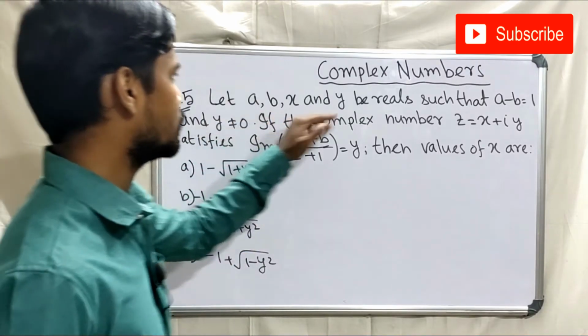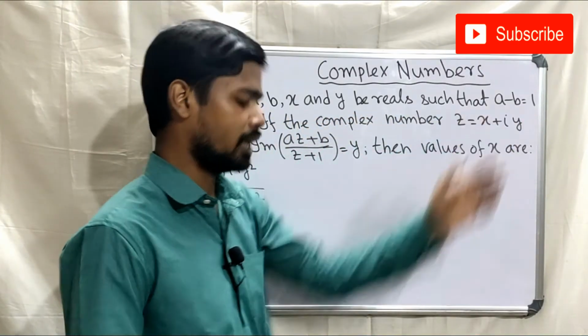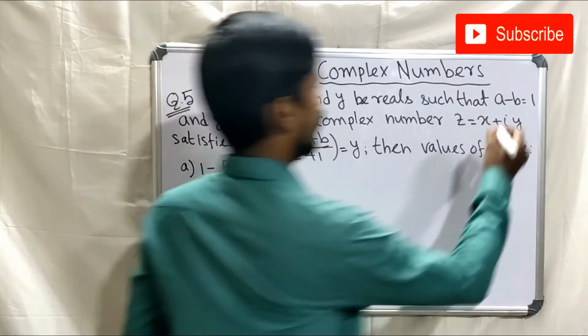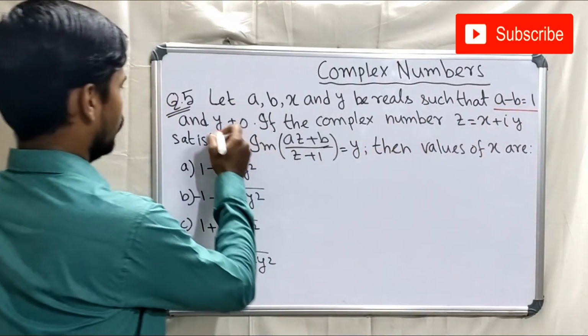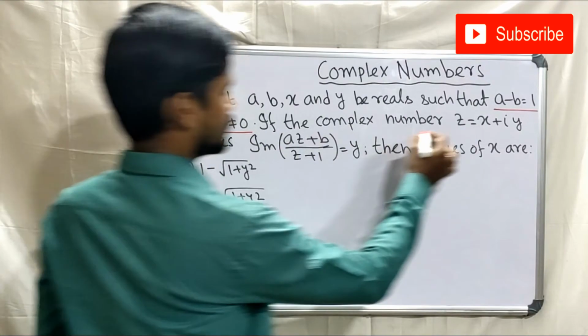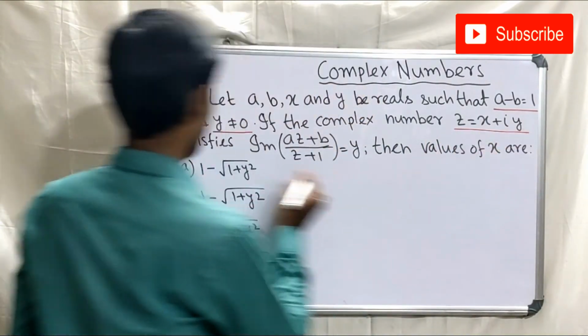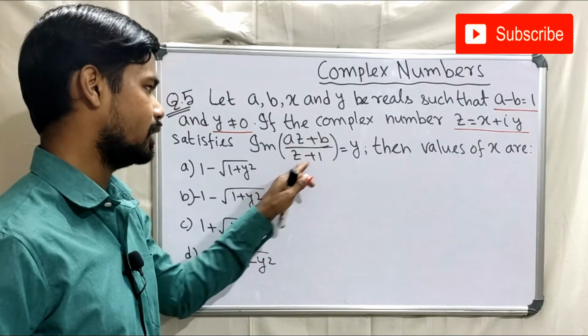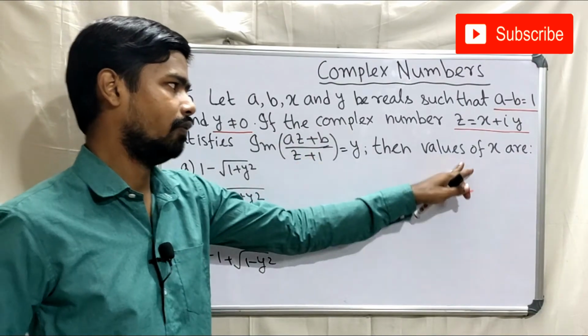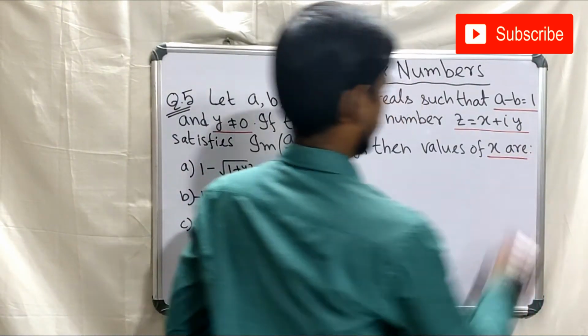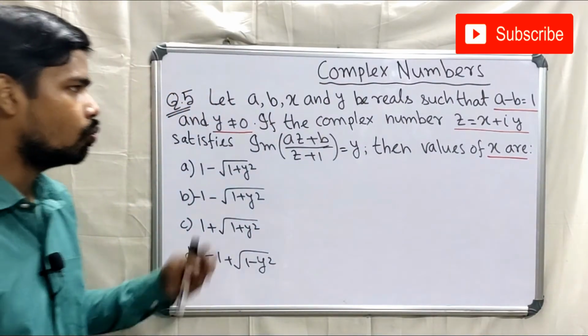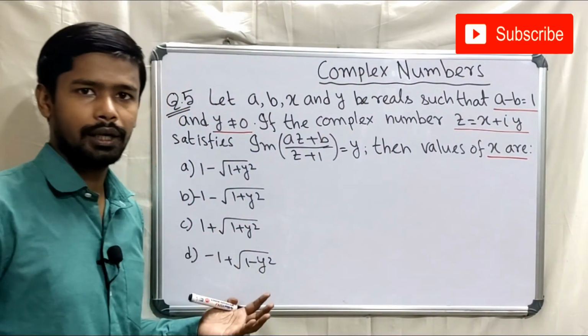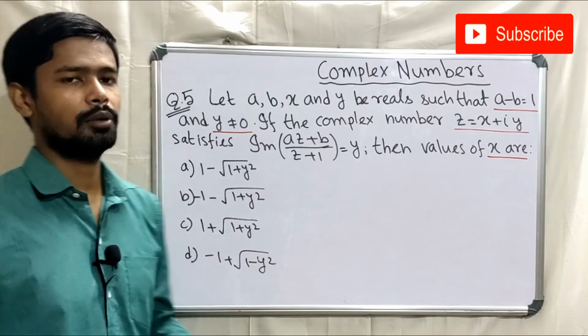Let a, b, x, y be real numbers such that a minus b equals 1. It is given, and y not equal to 0. If the complex number z equals x plus iy satisfies imaginary part of (az plus b) by (z plus 1) equals y, then the values of x are... so there may be one option correct or more than one option correct.